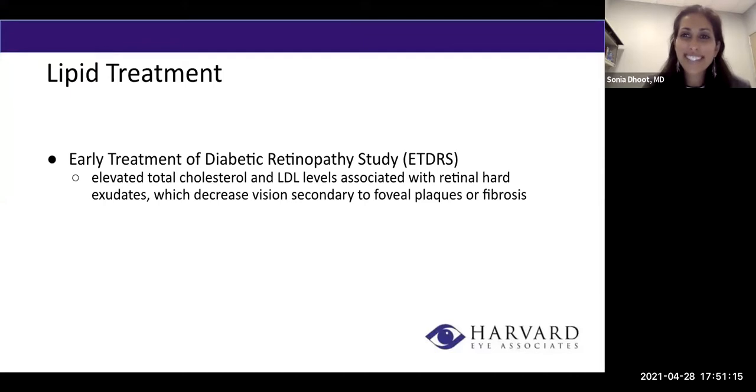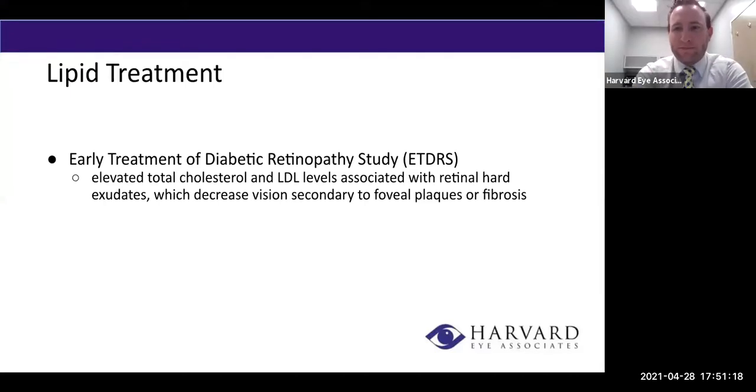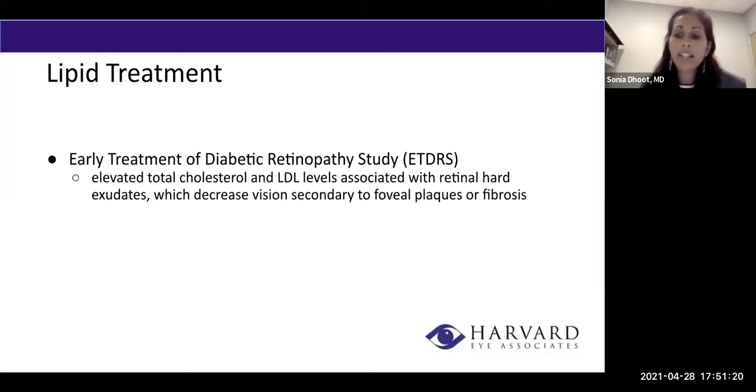Anything else? Nope, that is it for now. Okay, so then they did another study that basically said, okay, well, what about controlling cholesterol? And big surprise, elevated cholesterol levels are also associated with decreased vision and more severe retinopathy.